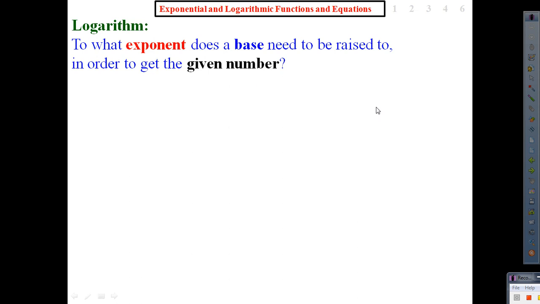All right? So let me show you the form we're going to be using for today. The form is x equals log base b of a. So copy this. I'll pause the video really quick.